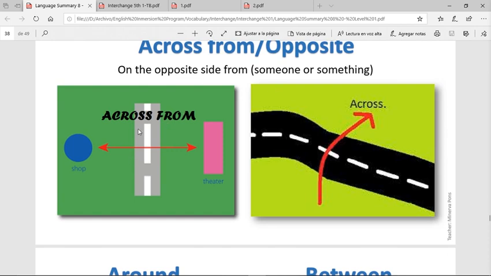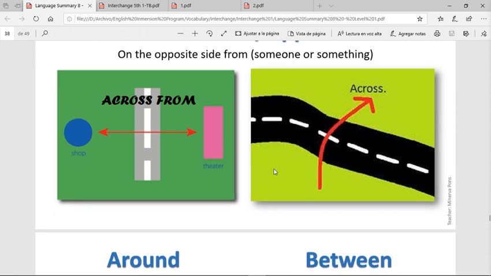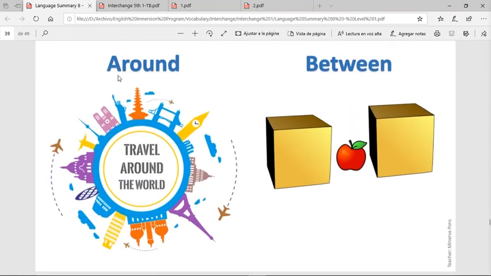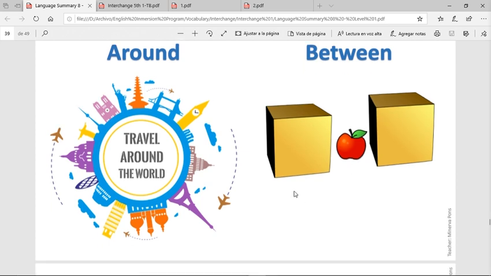Prepositions. We have some prepositions. Across from, it's two things that are in front of each other, but with a street in the middle. Across, because you need to cross the street to get there. Around. Around is something that is all in a circle around a point. For example, these words travel around the world and they have different monuments around, like the Statue of Liberty, the Eiffel Tower, all that stuff. Between. This apple is between these two boxes. It's one thing, another thing. This is in the middle.